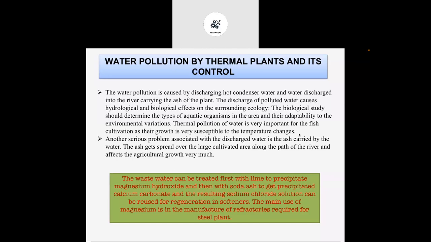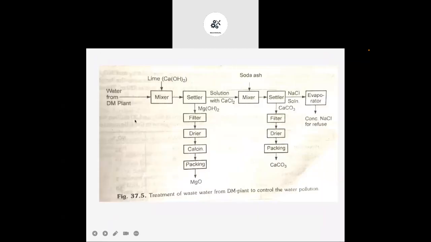So it will not be harmful for the atmosphere, or for the environment, or any aquatic body. Like this, we can reduce the pollution level, or pollutant level, from the wastewater. And after that, you will understand this one.